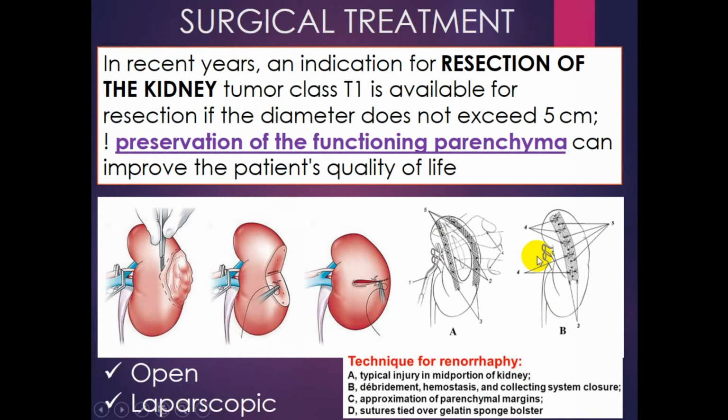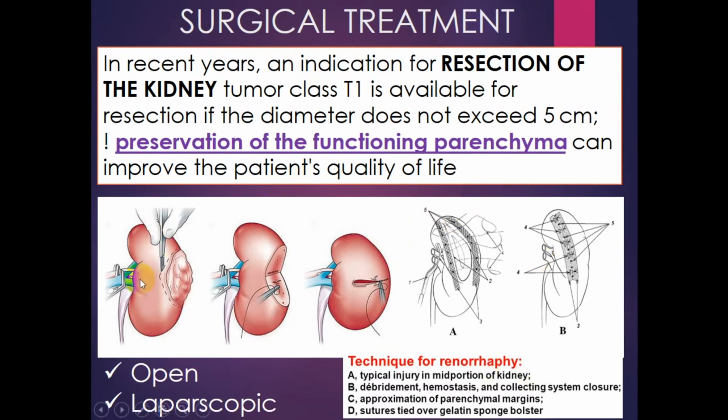Surgical treatment also includes resection of the kidney. Resection is used for tumor class T1, and is available if the diameter doesn't exceed 5 cm. Preservation of the functioning parenchyma can improve the patient's quality of life. So remember, don't remove the kidney if we can resect the tumor.